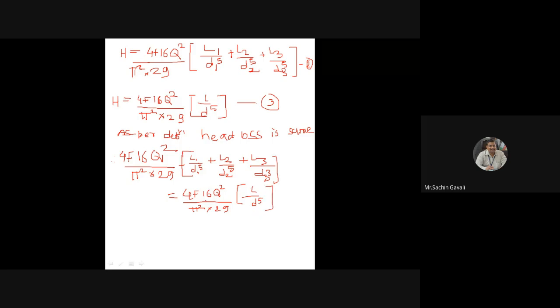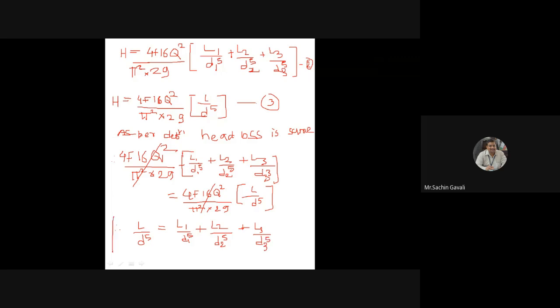Okay, so in that case this 4F 16 square is going to be cancelled, and what we are getting now, therefore, L upon D raised to 5, I'll write this term first, is equal to L1 upon D1 raised to 5 plus L2 upon D2 raised to 5 plus L3 upon D3 raised to 5.